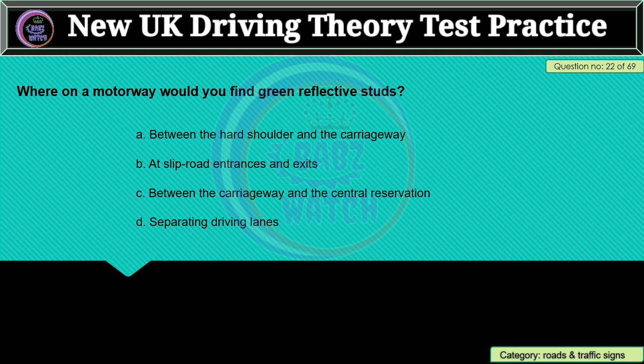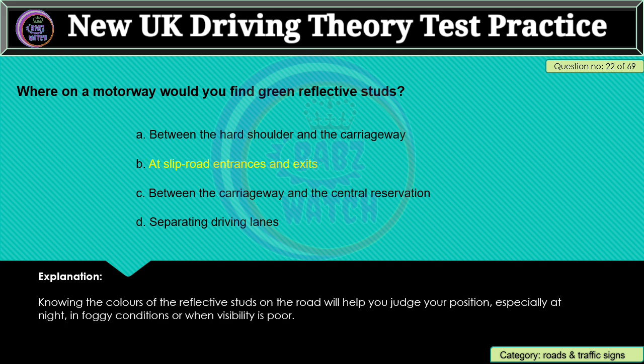Question 22 of 69. Where on a motorway would you find green reflective studs? A. Between the hard shoulder and the carriageway. B. At slip road entrances and exits. C. Between the carriageway and the central reservation. D. Separating driving lanes. The correct answer is B. At slip road entrances and exits.